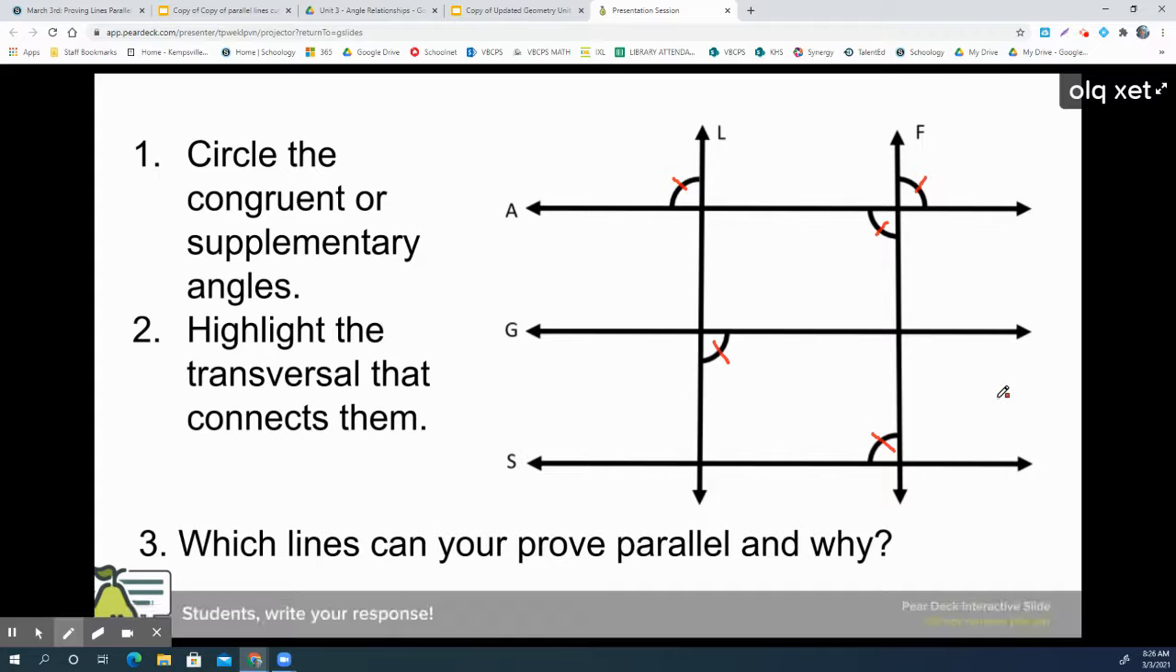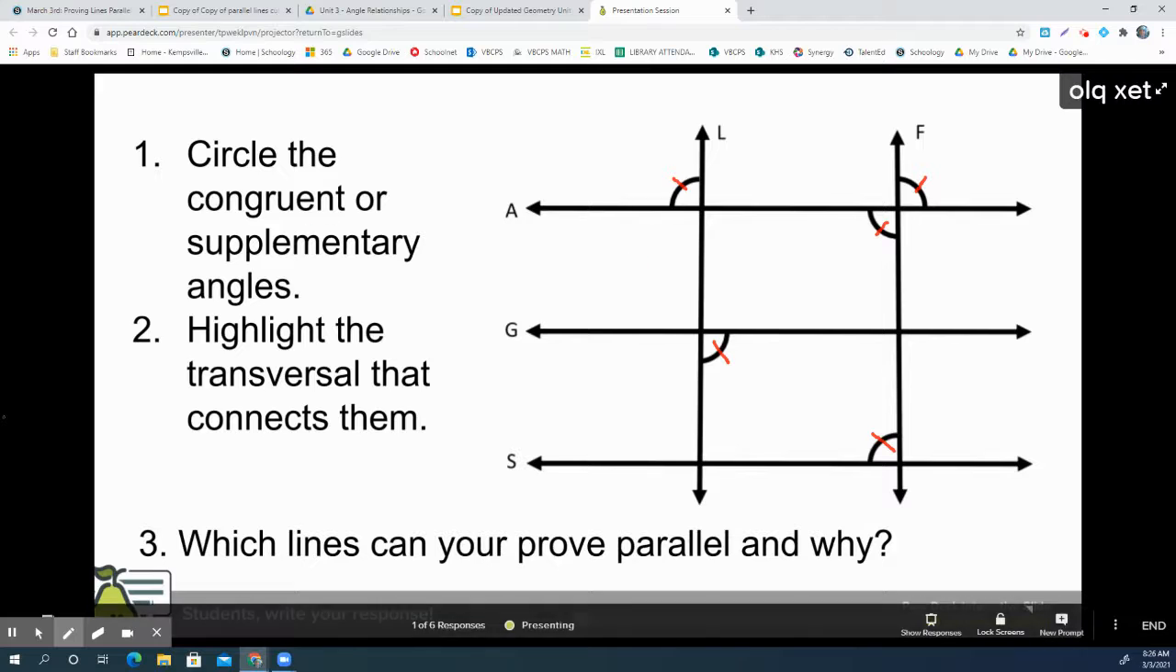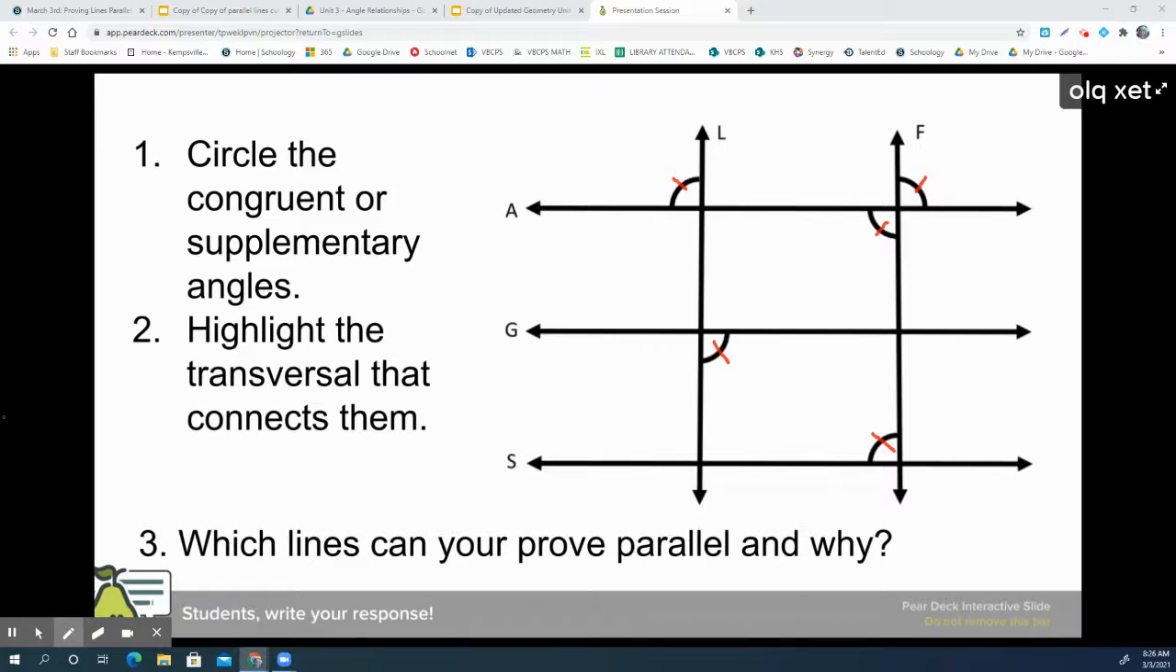Which angles are connecting two intersections, have a true relationship, should be congruent, and are marked congruent, and which lines are then parallel? In the chat, write which two lines you think are parallel. I'm going to put them in the chat too. Everybody got an answer? On 3, we're going to go 1, 2, 3. A and G, L and F, A and G, L and F.